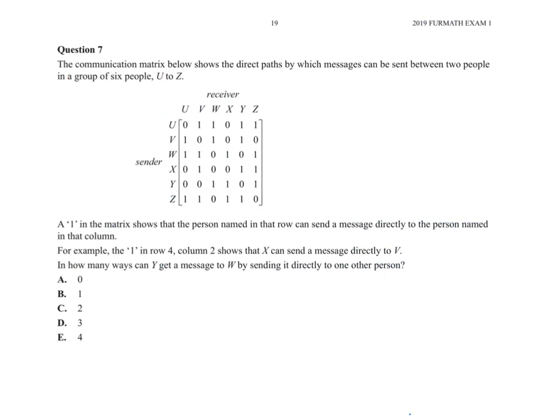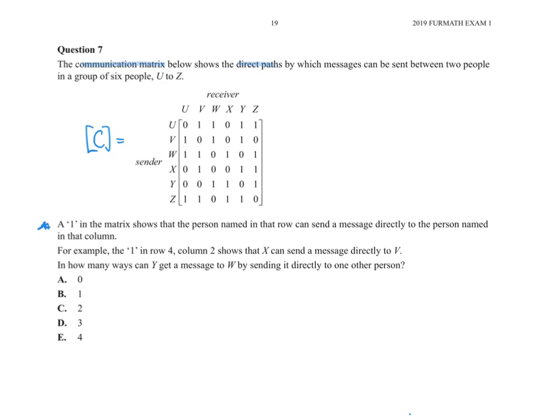Okay, the communication matrix below shows the direct paths by which messages can be sent between two people in the group U to Z. So when they said the communication and direct path, this is one-step communication. So we often just called it the C, okay?